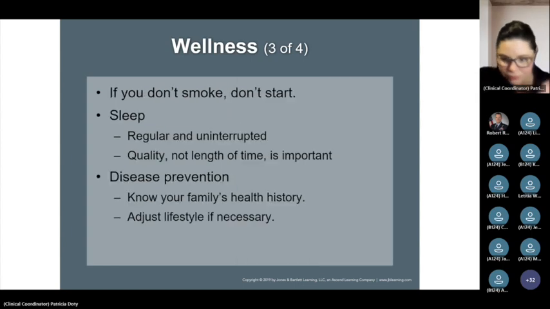Okay. Circle. I've heard of circle. Dance it out. Yes, that's it. Don't smoke. And if you don't smoke already, don't start. Don't vape. That's another one. Sleep. Regular and uninterrupted. I have to say, I can't go by this.